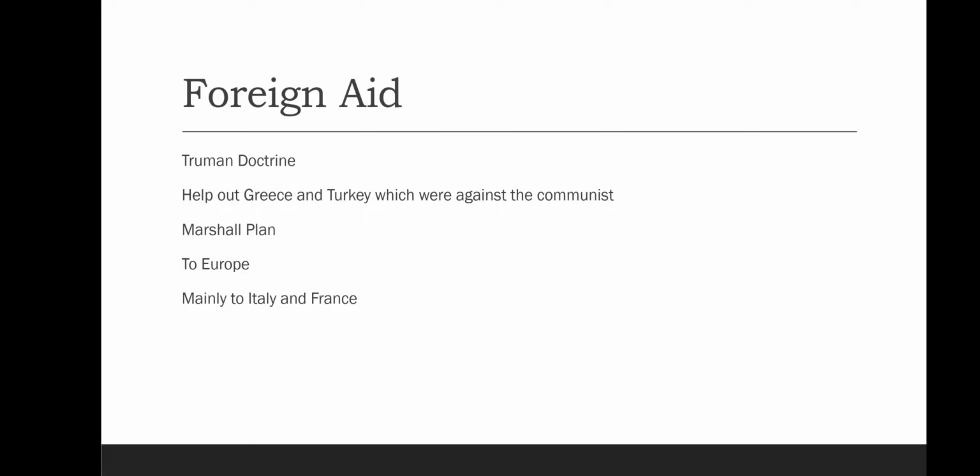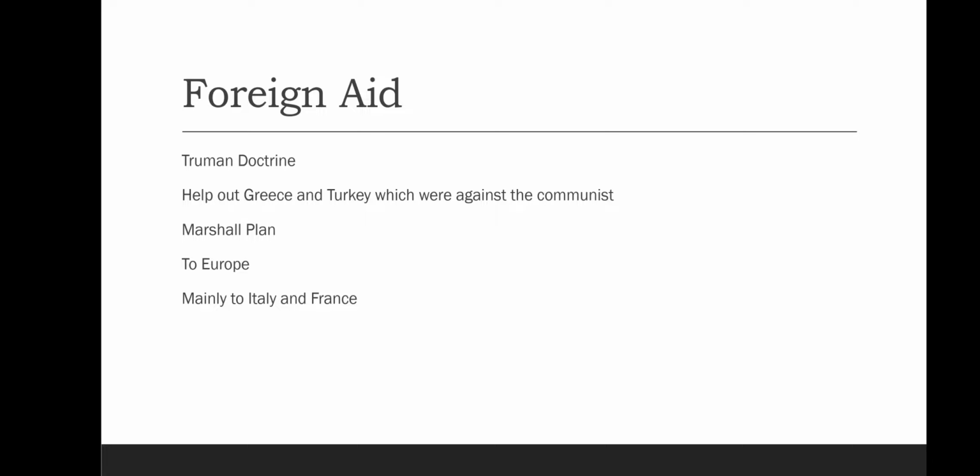to recover the European states which became weak and collapsed after the world wars. So it wanted to get the sympathies of those nations in Europe. Mainly Italy and France got help, and almost 18 nations got help from America's foreign aid.